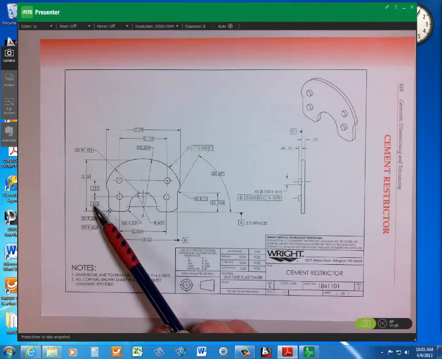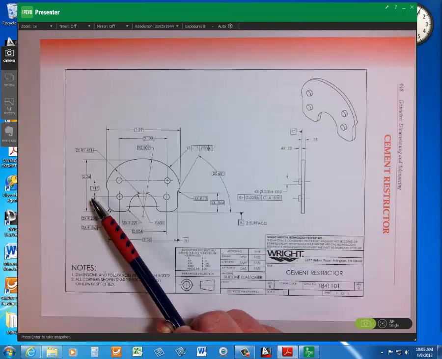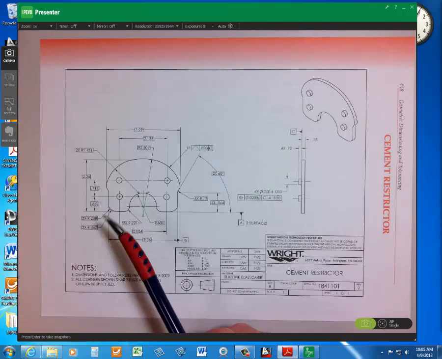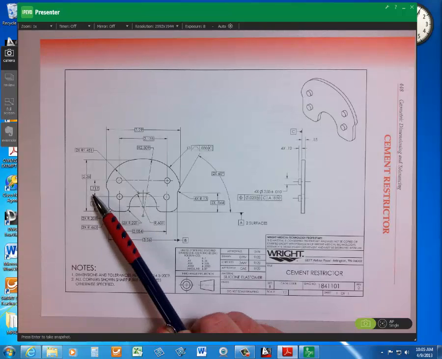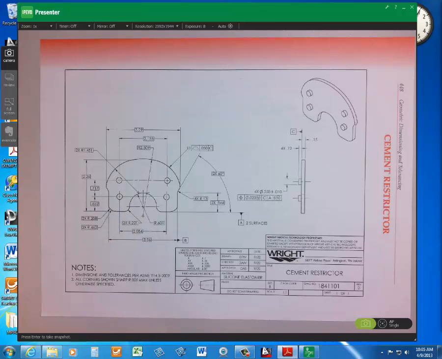Right here. And then the upper features are 1.369 from datum A. So we add those two together. The lower features are 2.084 apart and symmetrical relative to the center plane defined by datum B.